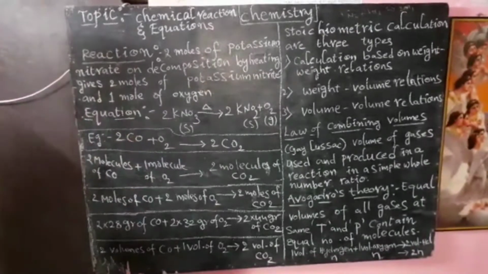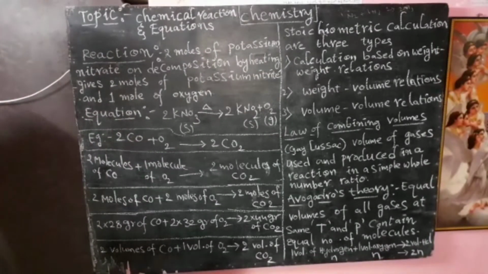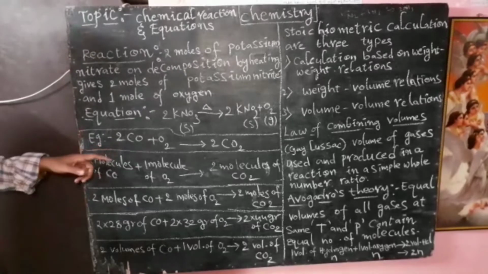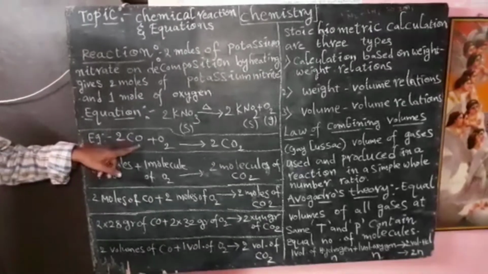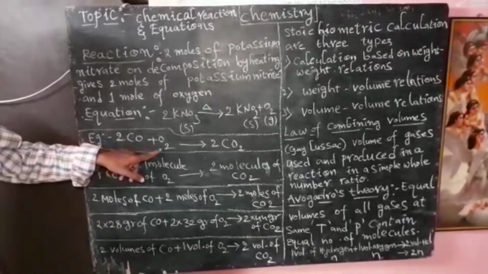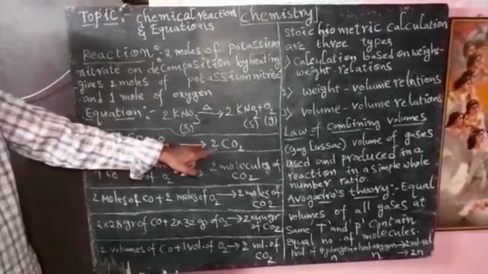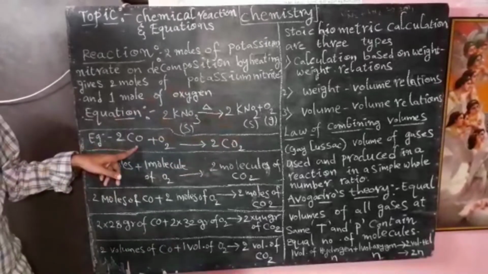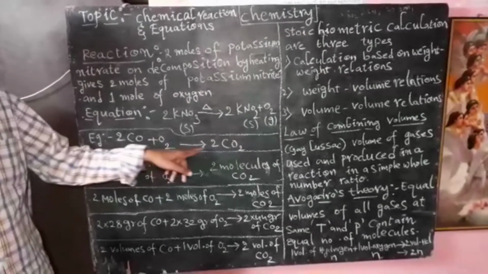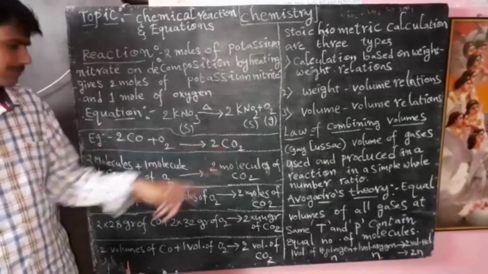So next, here one more example is there. So that is a chemical equation. 2 moles of carbon monoxide react with 1 mole of oxygen. Here the product is 2 moles of carbon dioxide. So 2 moles of carbon monoxide react with 1 mole of oxygen, forms 2 moles of carbon dioxide.